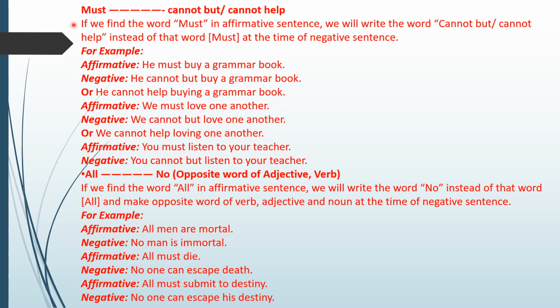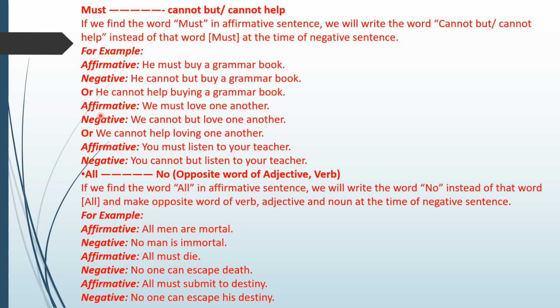If we find the word must in the affirmative sentence, then we will write the word cannot but or cannot help instead of the word must at the time of changing the sentence into negative. Look at the following example. In the affirmative, he must buy a grammar book. So you see there is must in the affirmative. So in my negative, I will write cannot but or cannot help. So the example in the negative: he cannot but buy a grammar book, or he cannot help buying a grammar book.